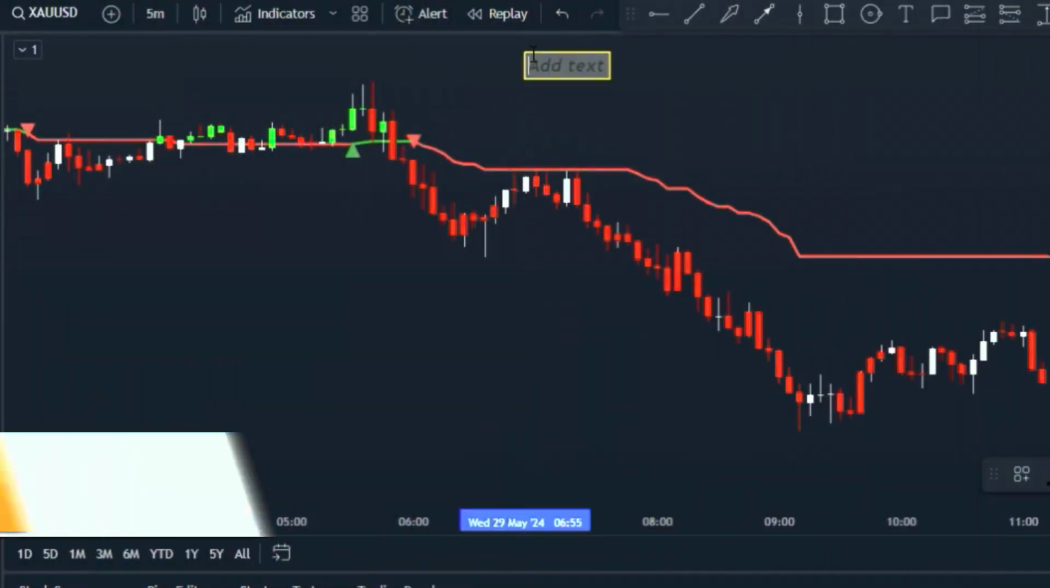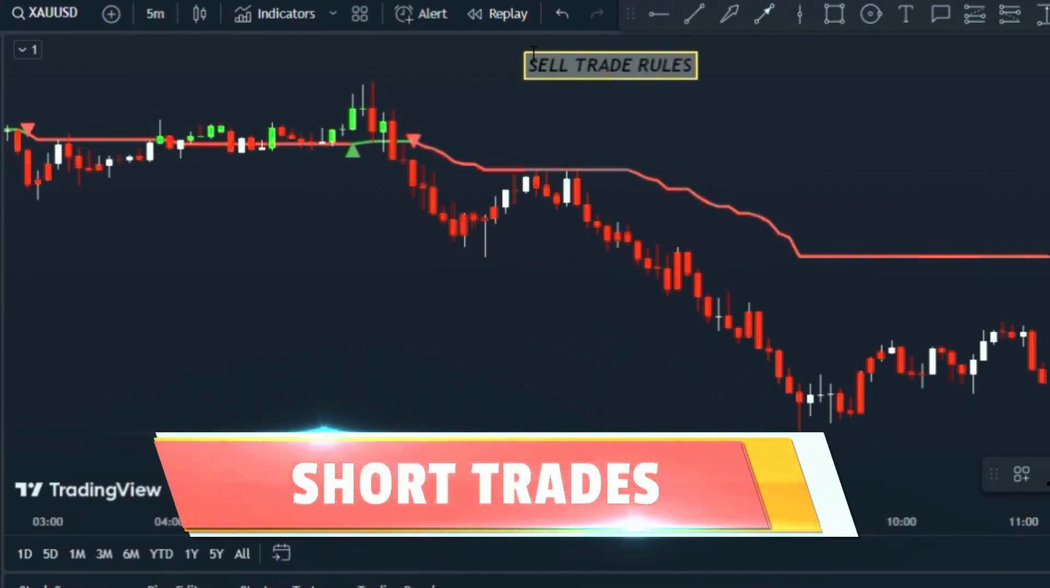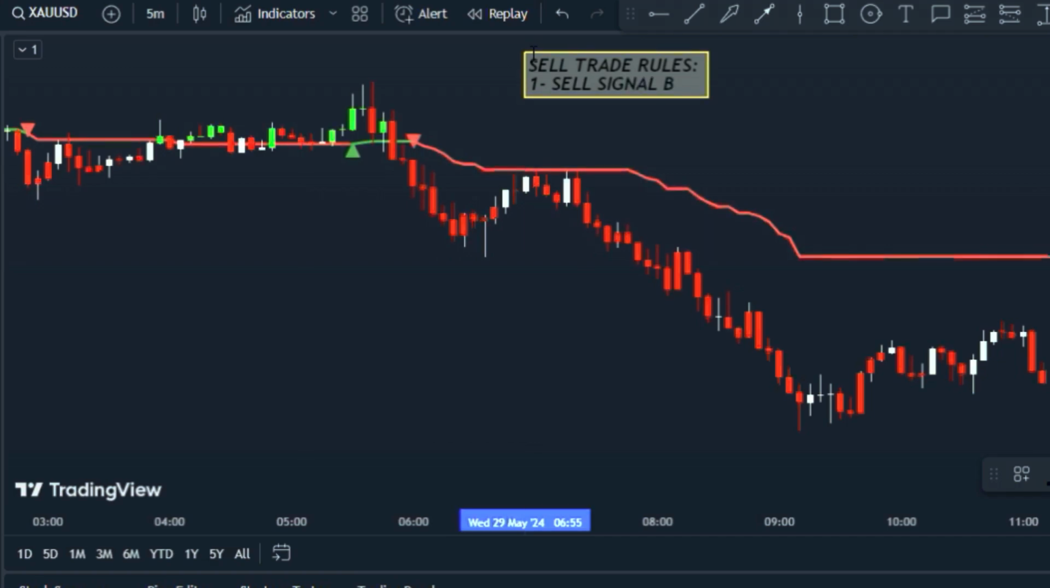Okay traders, it's time to set our rules for short trades. We need two signals lined up. First, look for a red triangle above a candle. That's your sell signal from the Balance Algo.